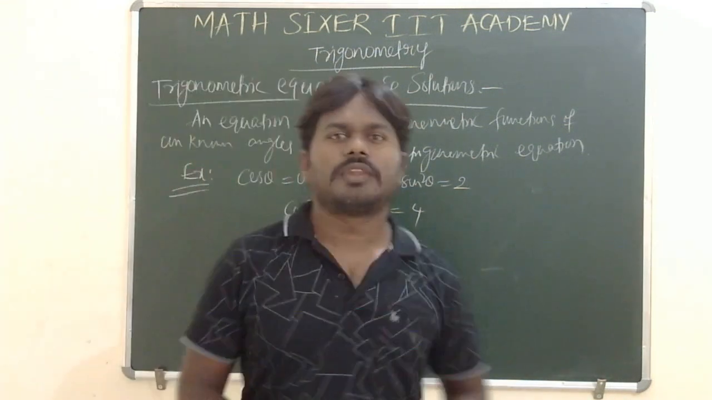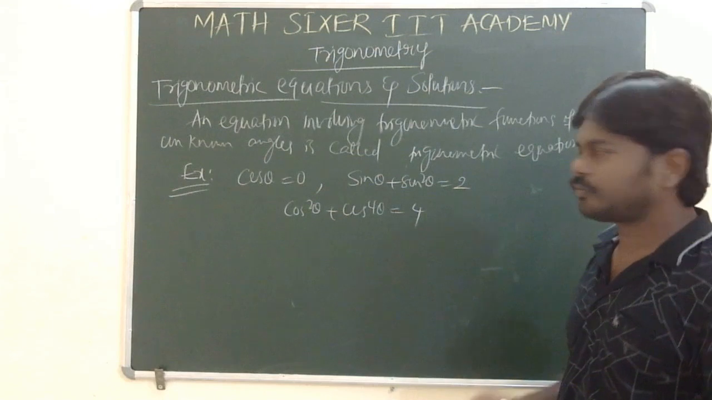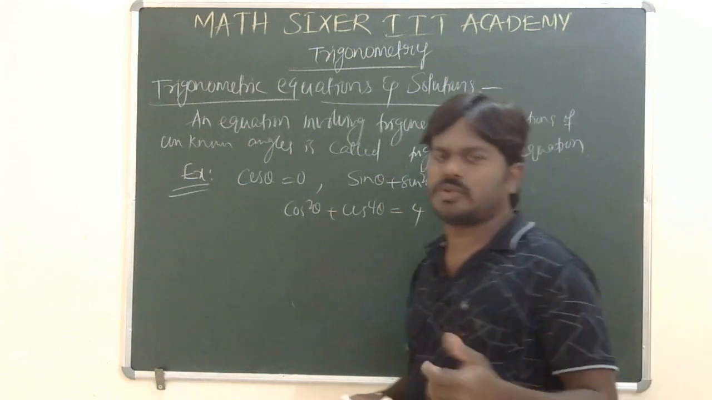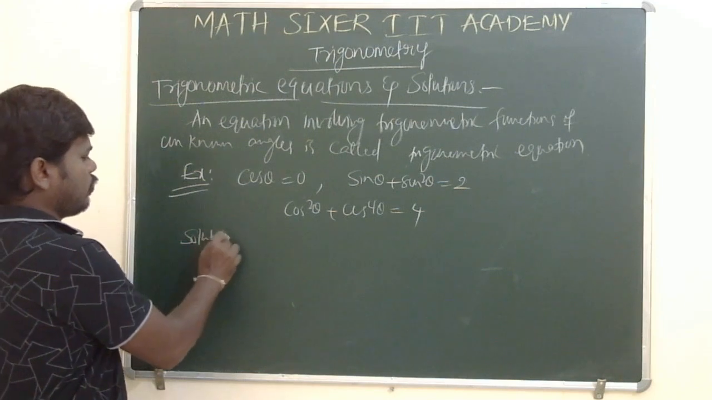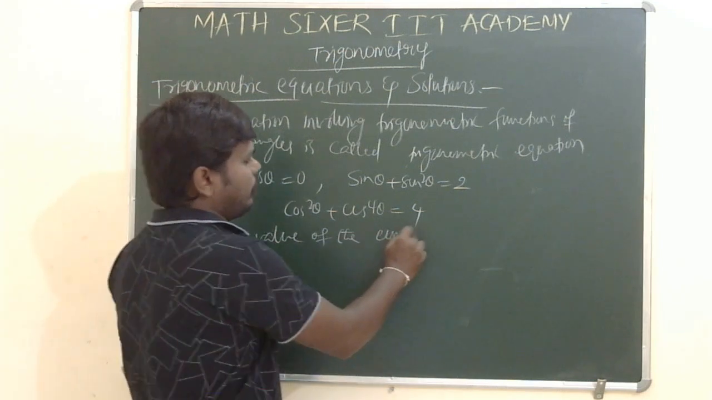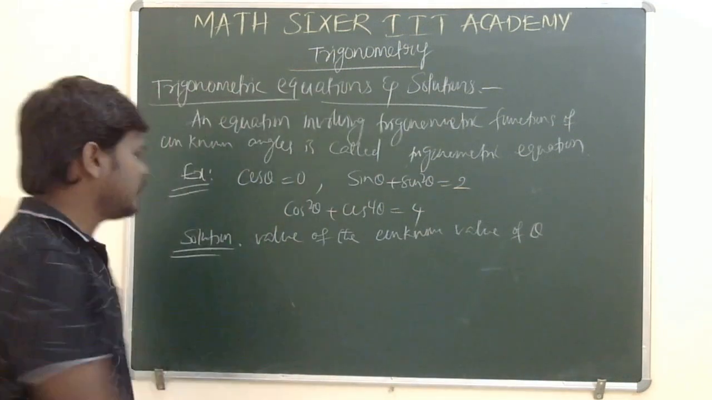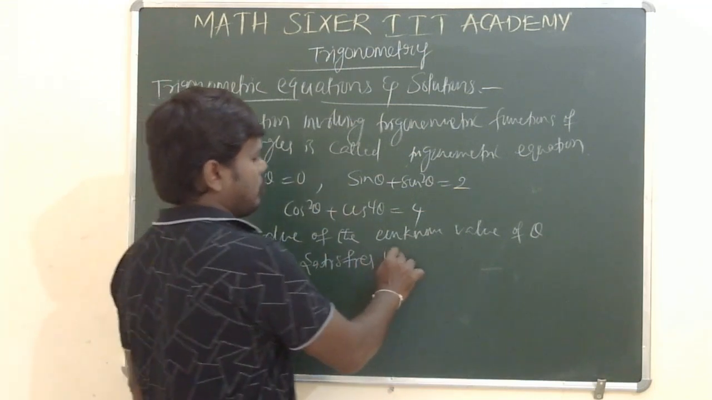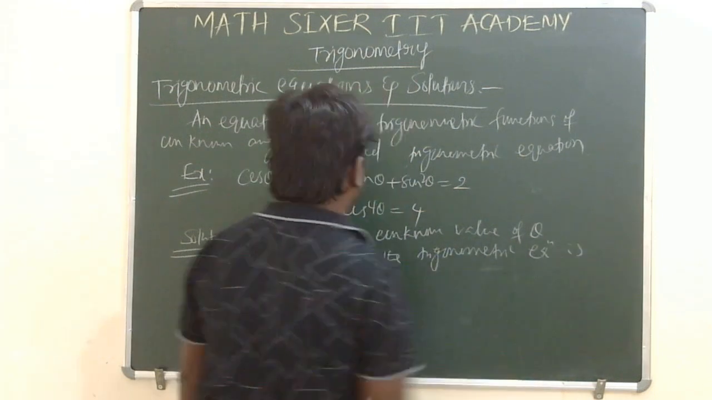Now we will see the solution of the trigonometric equation. The solution of a trigonometric equation means the value of the unknown angle which satisfies the equation. That is called the solution of the trigonometric equation. So solution means the value of theta which satisfies the trigonometric equation is called the solution.